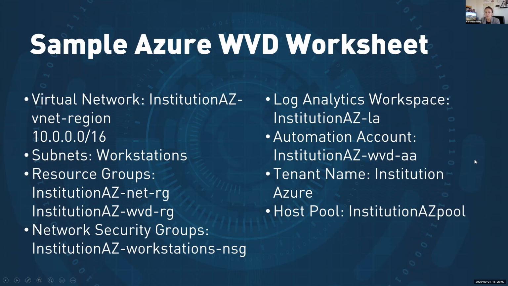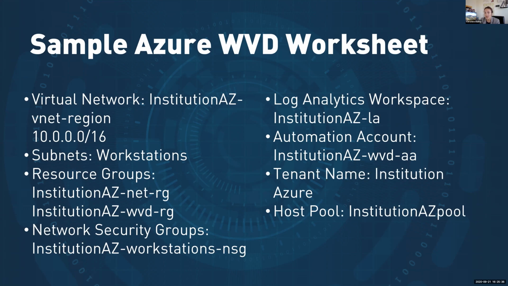For resource groups, we again keep with the same naming convention. We put the name of the institution. We put net for the network resources because we wanted all those to be secured. Again, we're looking at grouping resources based on how they're going to be secured and also their life cycle itself. So we also have one set up for WVD. We also have the network security group, and that is set up for workstations because we're going to apply security at the group level for that. There are also application security groups you can look at as well.